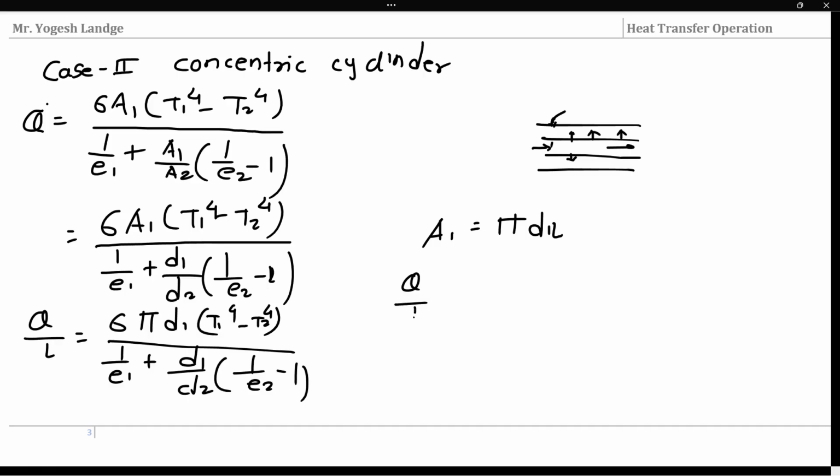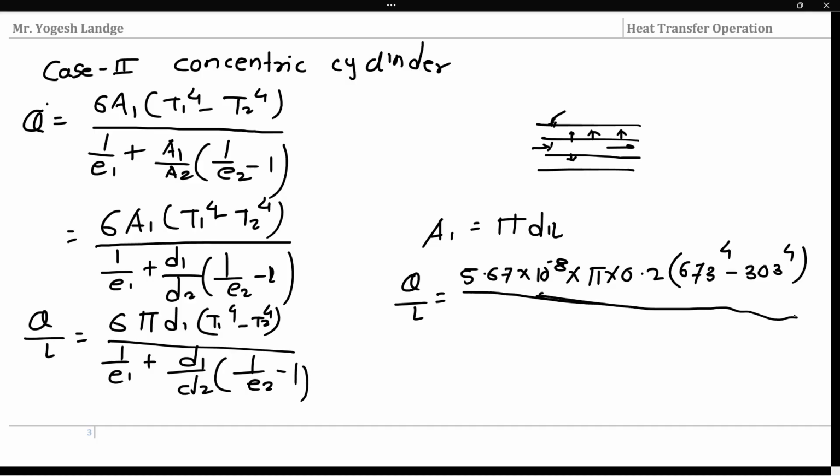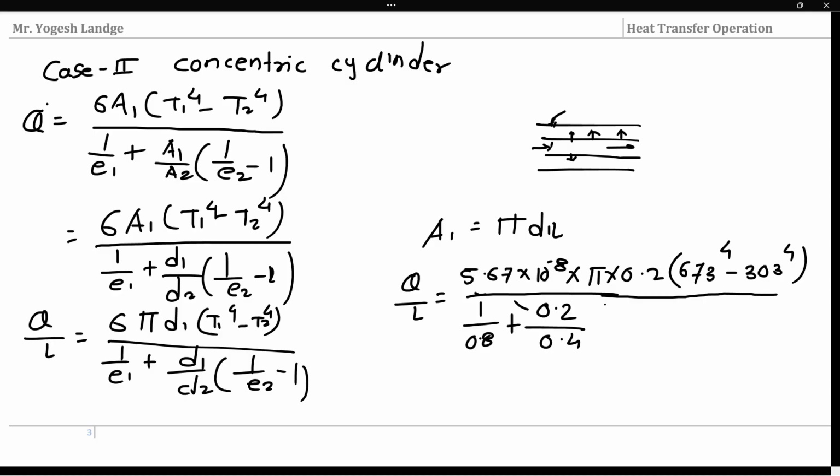So Q by L is equal to the value of sigma, 5.67 into 10 raised to the power minus 8, pi is constant, into D, the inner diameter of the pipe, 0.2, into T1 which is 673 raised to the power 4 minus 303 raised to the power 4, upon 1 upon E1, the value is 0.8, plus D1 value is 0.2, D2 value is 0.4, into 1 upon E2, which is 0.91, minus 1.